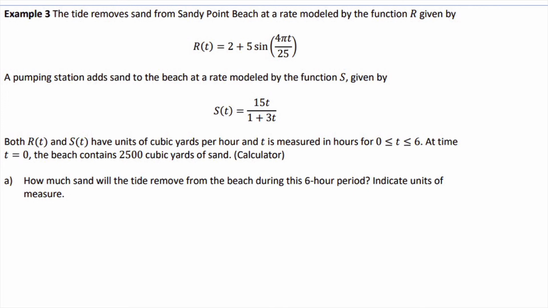The tide removes sand from Sandy Point Beach at a rate given by R. A pumping station adds sand to the beach at a rate modeled by S of T. Both R and S have units of cubic yards per hour, and T is measured for hours 0 to 6. At time 0, the beach contains 2,500 cubic yards of sand, and this is a total calculator question because this comes from number one. Number one and number two on the FRQs on the AP test are always calculator. So anything on this test, question A, B, C, however far it goes, we can use calculator.